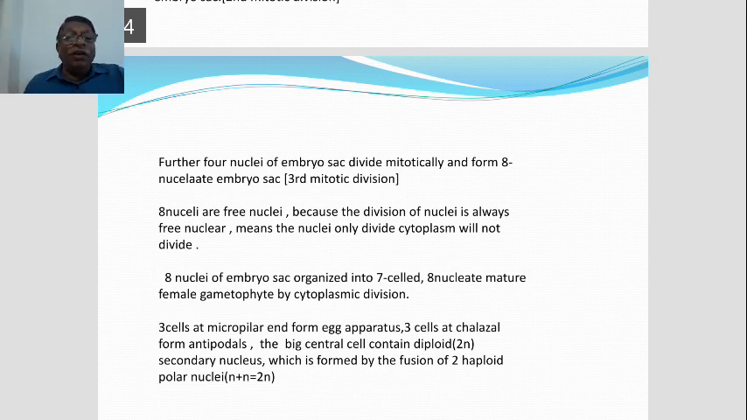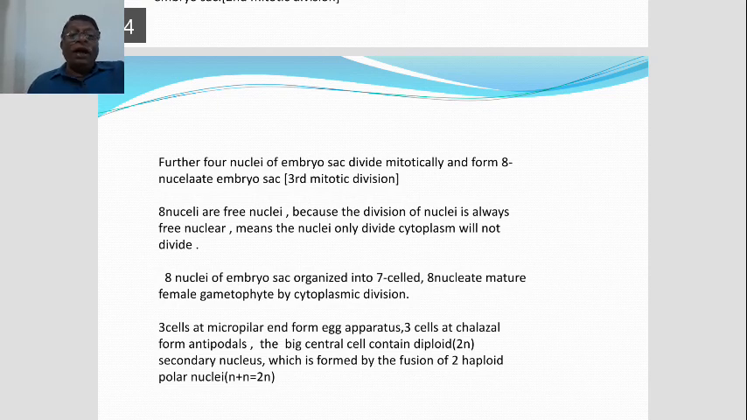Because the division of nuclei is always free nuclear. It means the division of the nucleus is not followed by the division of cytoplasm. Such a division is called free nuclear division. 8 free nuclei are formed, 4 at each pole.